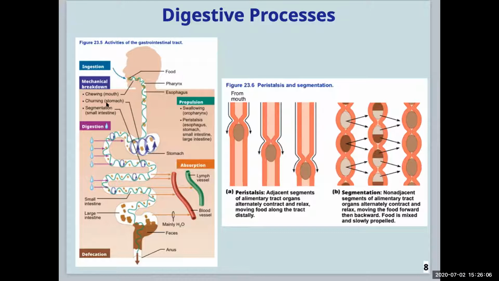Okay, and that's important. I mean, breaking into smaller pieces is important because that increases the surface area of the foodstuff that comes in contact with the digestive juices. Okay, so when there's more surface area of contact with the digestive juices later, it would make the process of digestion more efficient.